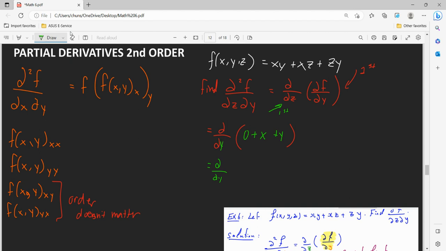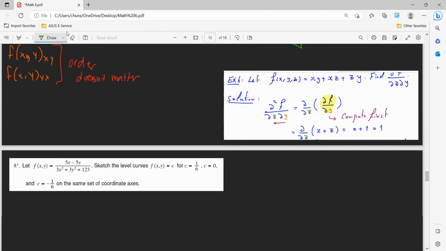Now when we do it with our y variable, then this will give us, so we're treating z and x as constants, so this is 0 plus 0, x is a constant, plus 1. We see this gives us 1 both times. So if you come across a question that wants you to solve second order derivatives with 2 different variables, pick whichever one is easiest first.